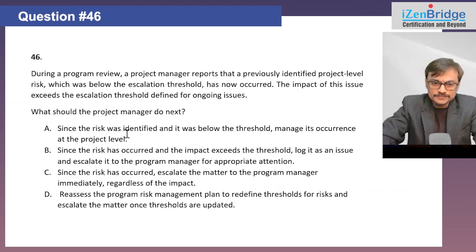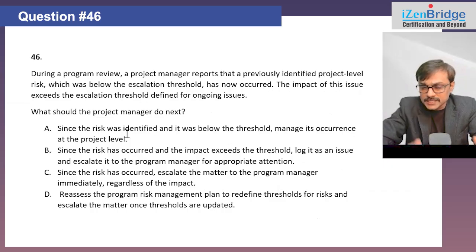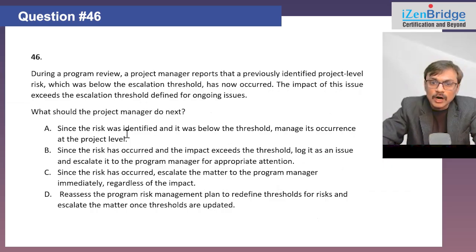Question number 46. During a program review, a project manager reports that a previously identified project level risk, which was below the escalation threshold, has now occurred. The impact of the issue exceeded the escalation threshold defined for ongoing issues. What should the project manager do next?